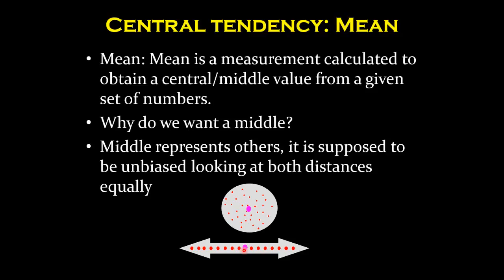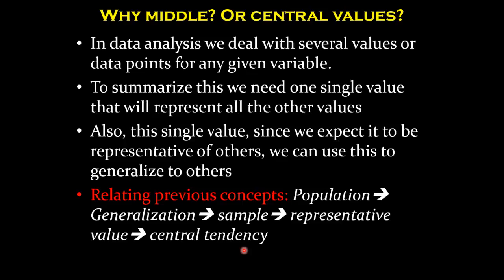Let's see what I have in my slides, and then we'll just move on. Middle or central value. In data analysis, we deal with several values or data points for any given variable. To summarize this, we need one single value that will represent all other values. Also, since we expect this single value to be representative of others, we can use it to generalize to others. Like we said, 2 feet, everyone's 2 feet. You kind of want to say that. To get an idea. Very good. So yes, but Papua, I have a question. Yes.